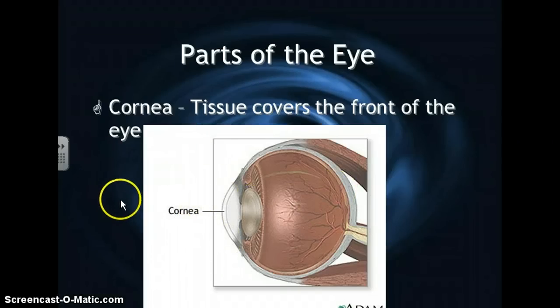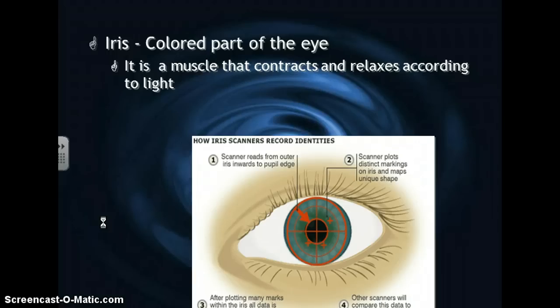So first of all, we have the cornea, and that's the tissue that covers the front of the eye, as you can see it labeled here. Next we have the iris, which is the colored part of the eye. It's actually a muscle. It's going to contract and relax according to the level of light. So it's what's responsible for letting in certain amounts of light.